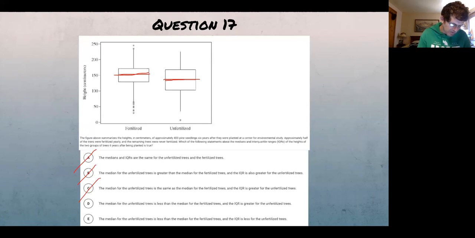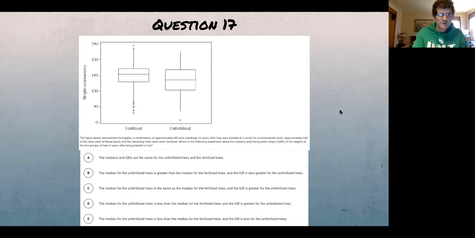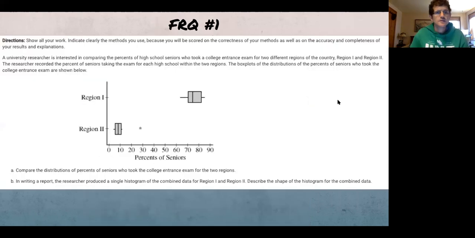The IQR, which one's greater? It looks like the IQR here is going to be greater than this. So unfertilized also has a greater IQR. IQR is greater for the unfertilized trees. All right. Again, this is pretty fast going through all these problems. So there you go. Here's what an FRQ will look like.